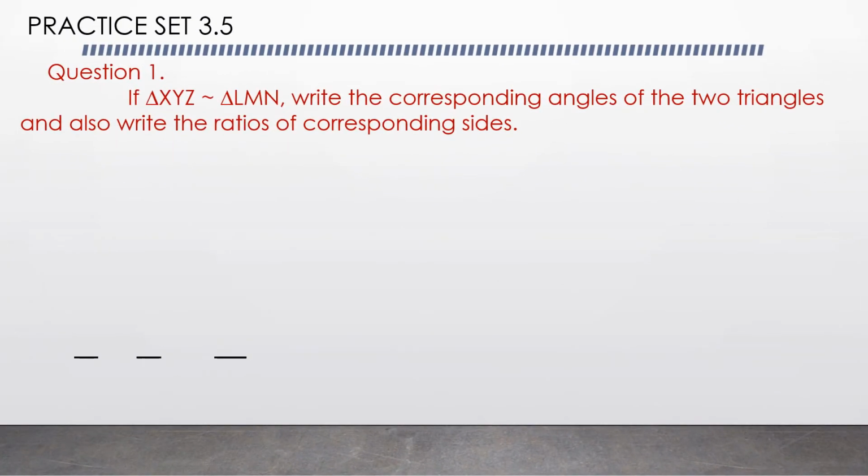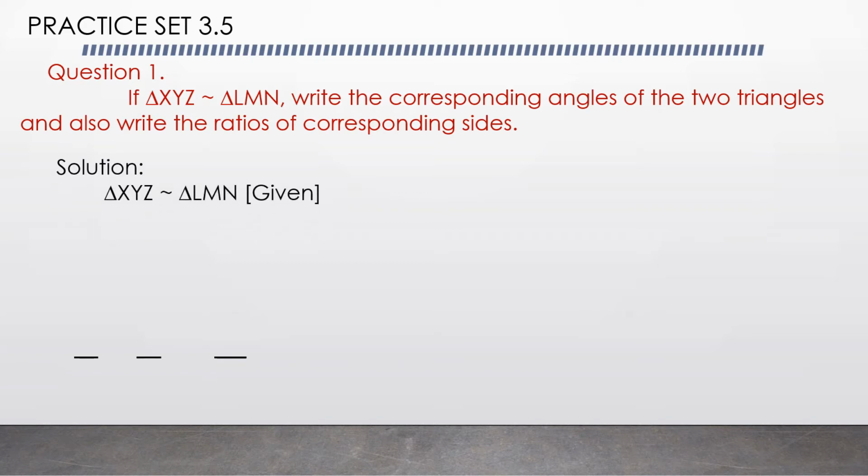Now let's move on to practice set 3.5. Question number 1. If triangle XYZ is similar to triangle LMN, write the corresponding angles of the two triangles and also write the ratio of corresponding sides. In this question, triangle XYZ similar to triangle LMN is given and we have to write which are the corresponding angles and what is the ratio of the corresponding sides.